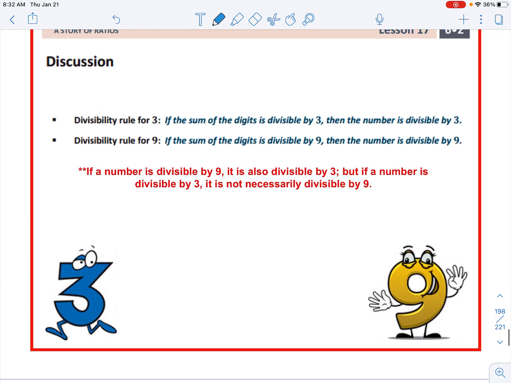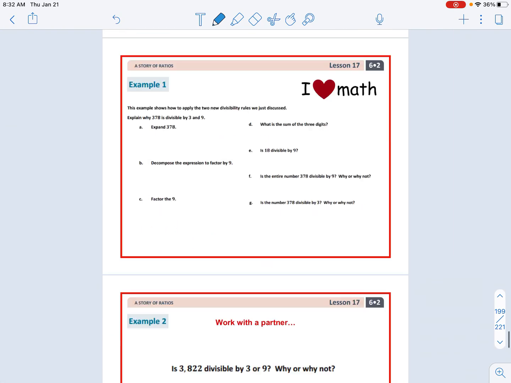All right, now the divisibility rule for 3. If the sum of the digits is divisible by 3, then the number is divisible by 3. Divisibility rule for 9. If the sum of the digits is divisible by 9, then the number is divisible by 9. Okay? Now, at the bottom it says if a number is divisible by 9, it is also divisible by 3. But if a number is divisible by 3, it is not necessarily divisible by 9. Okay? So take that into consideration when you're figuring problems out.